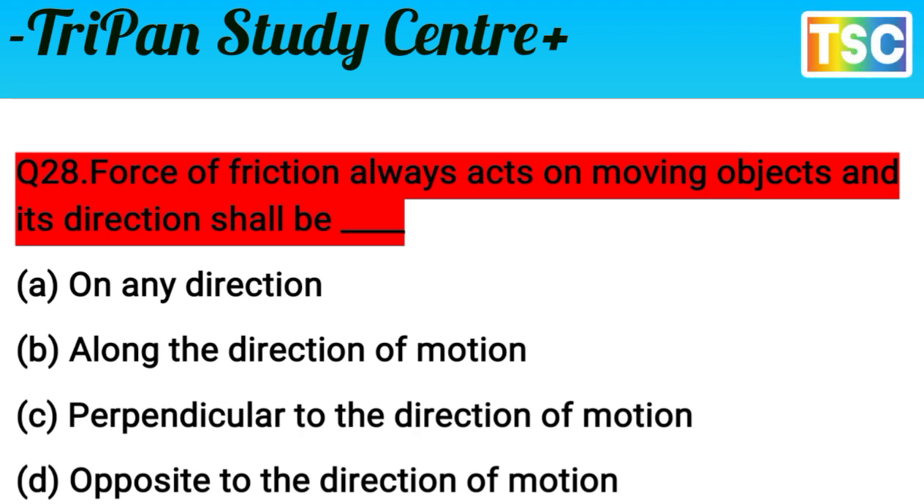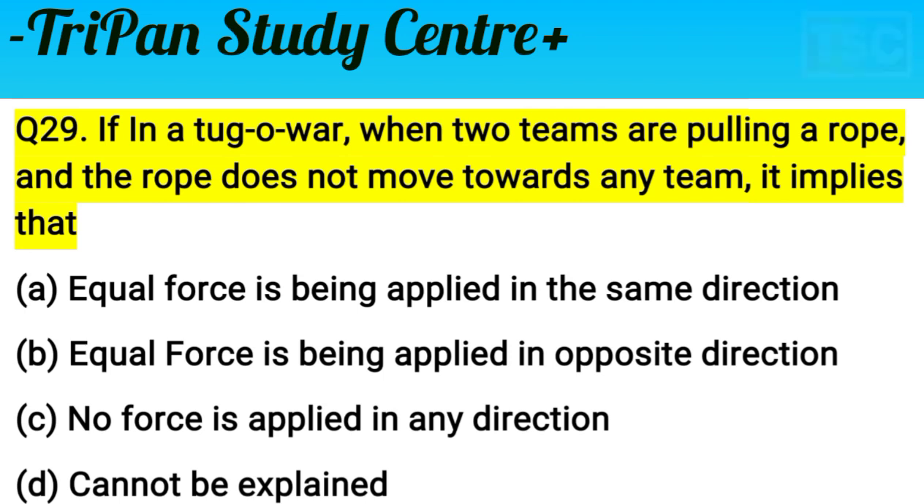Let's see the next question here. Next question on your screen. Question is here. If in a tug of war, when two teams are pulling a rope, the rope does not move toward any team, it implies that... Tug of war is a game, okay? Two teams participate in this game. They are pulling the rope. But here in the question, the rope does not move toward any team.